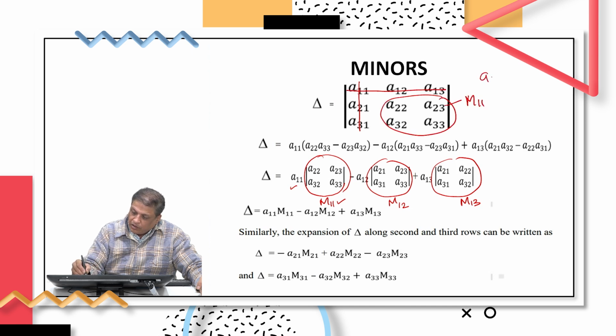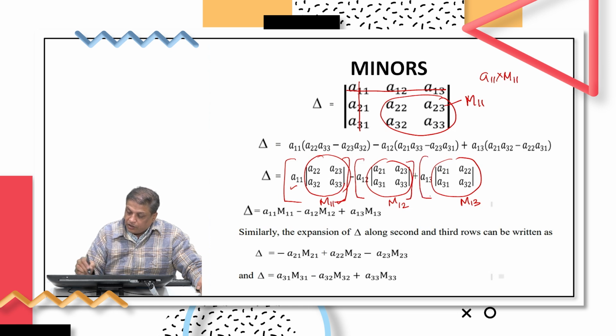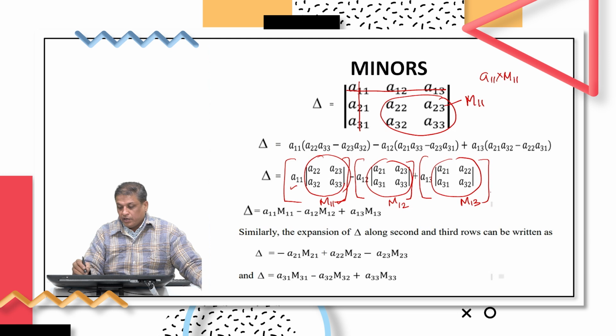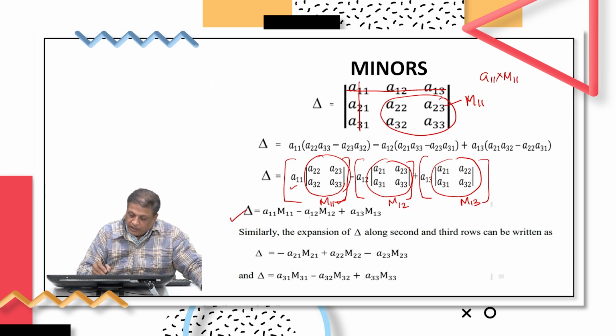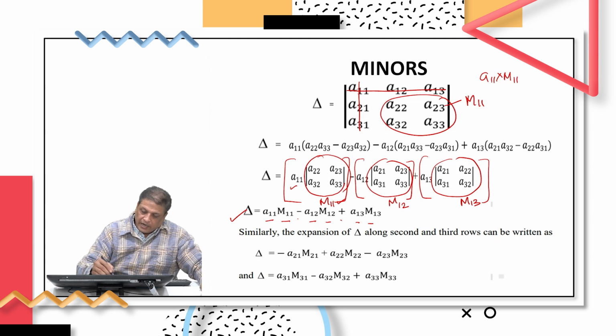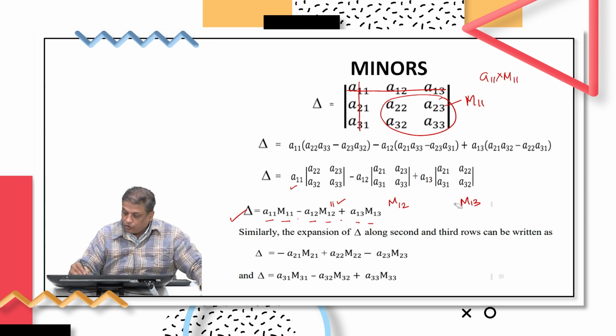So that means A11 multiplied by M11 is the first element contributing to the solution of the determinant. A13 into minor of A13 is again contributing to the solution of the determinant. So the overall solution of the determinant is A11 into M11 minus A12 into M12 plus A13 into M13. Similarly, we can get the solution of the determinant if we expand the determinant across second row and third row.